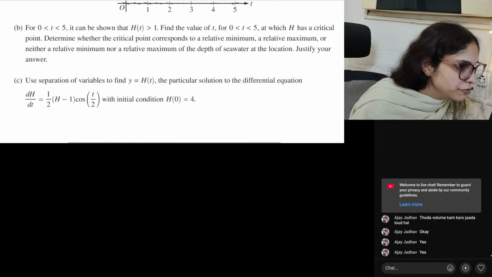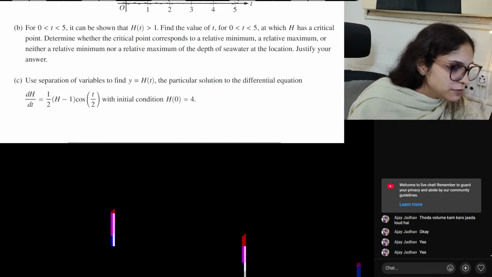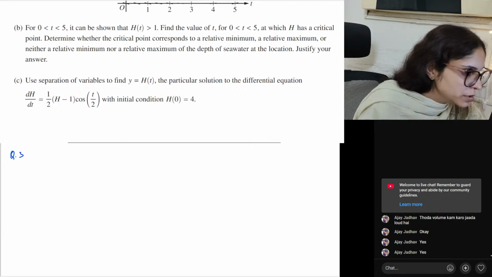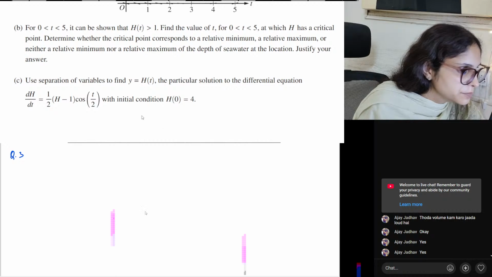From 0 to 5, it can be shown that h of t is greater than 1. Find the value of t. Now we'll be using our whiteboard. Question number 3, part B.